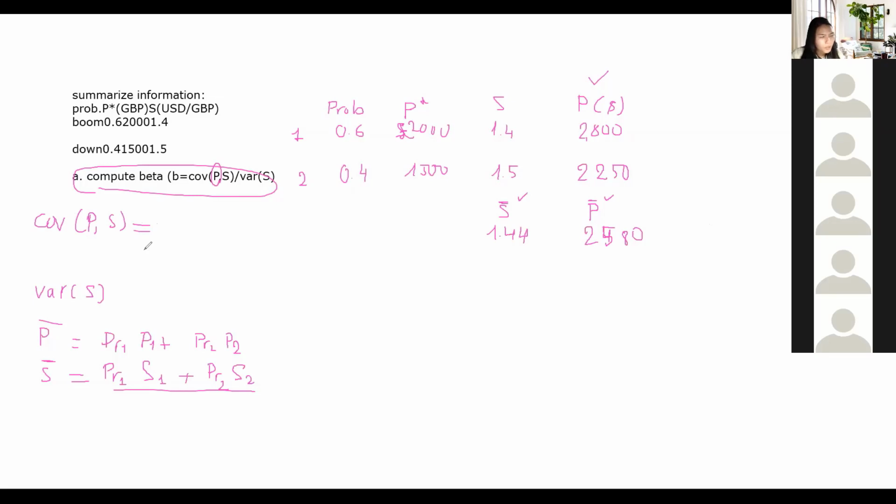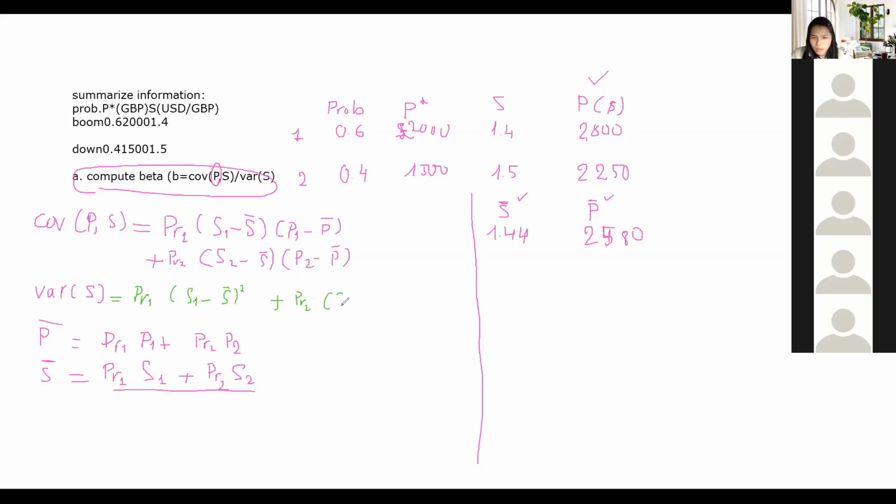So with the covariance, I'm going to take probability 1 times S1 minus S bar times P1 minus P bar, plus probability 2 times S2 minus S bar times P2 minus P bar. For the variance, it's going to be probability 1 times S1 minus S bar squared, plus probability 2 times S2 minus S bar squared.